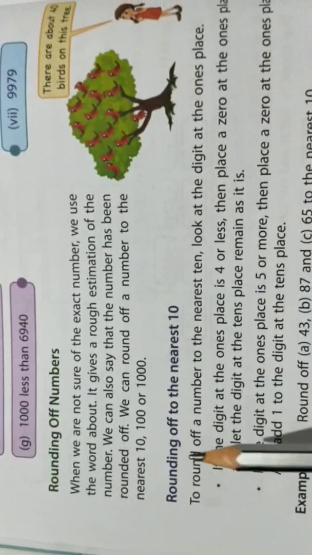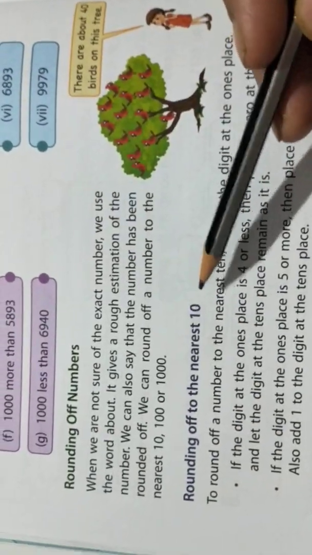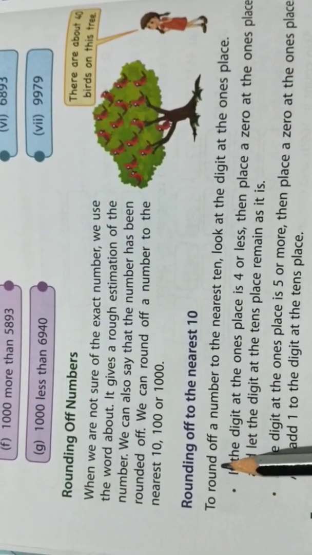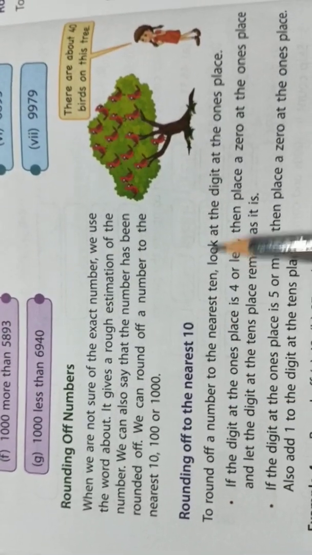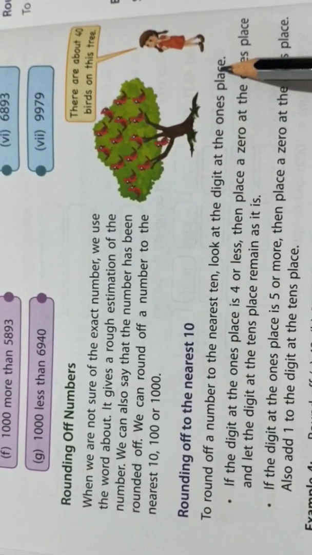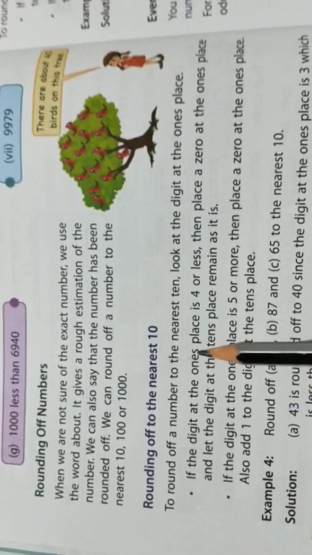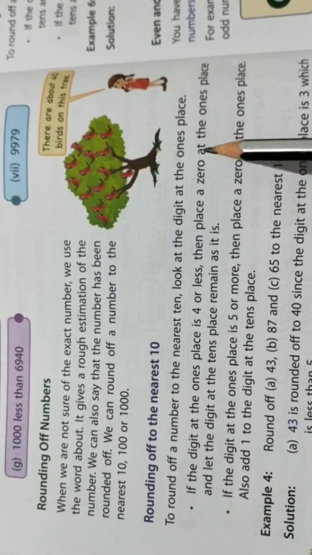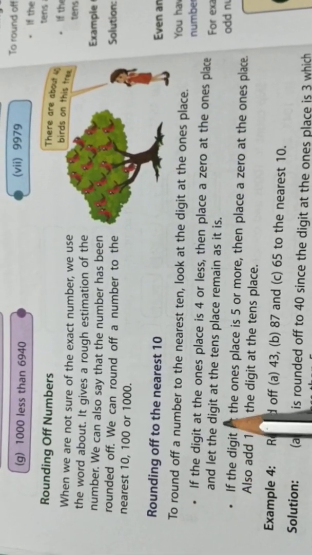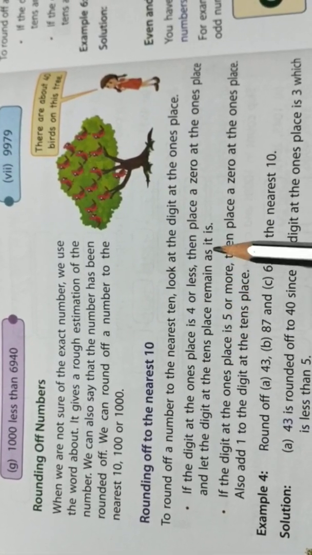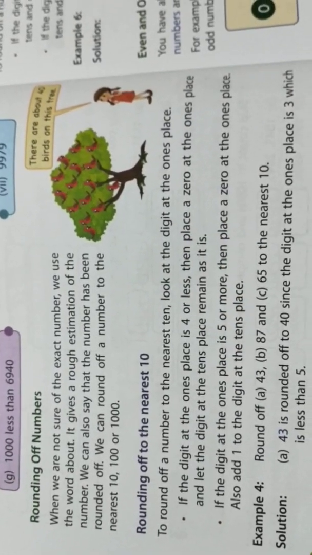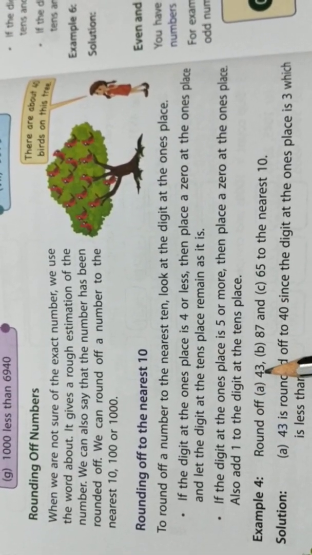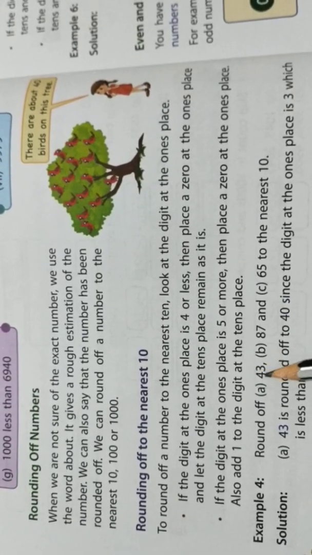Now the next paragraph, rounding off to the nearest 10. To round off a number to the nearest 10, look at the digit at the ones place. If the digit at the ones place is 4 or less, then place a 0 at the ones place and let the digit at the tens place remain as it is. For an example, here the number that is given is 43.